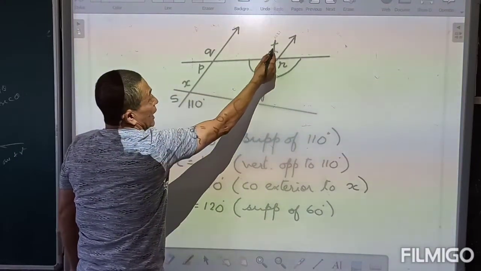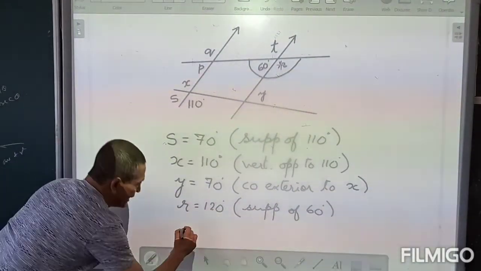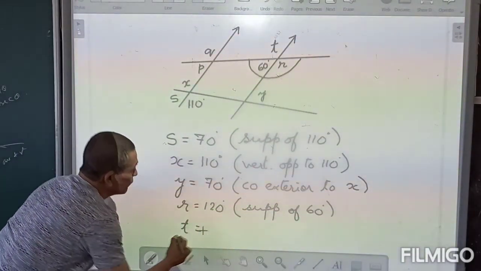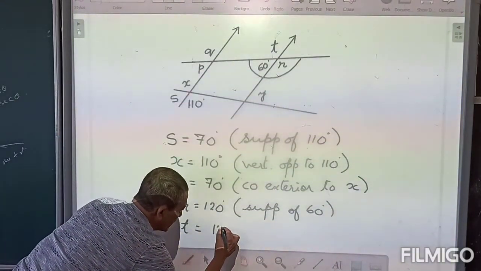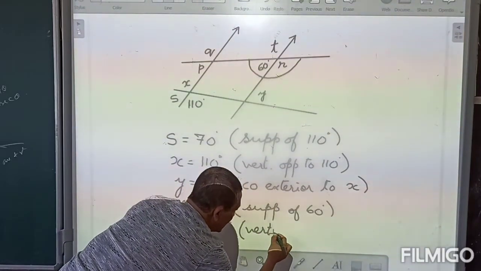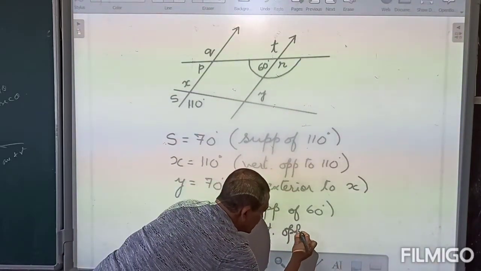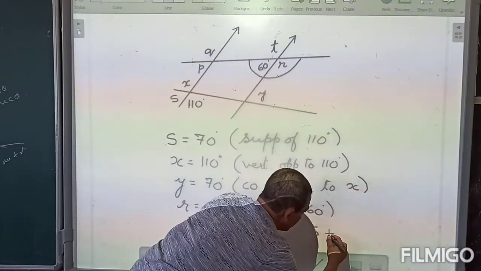R and T are vertically opposite angles. They are equal. So I can say I've already found out R, which is 120. So T will also be 120 degrees. That will be vertically opposite to which angle? Angle R.